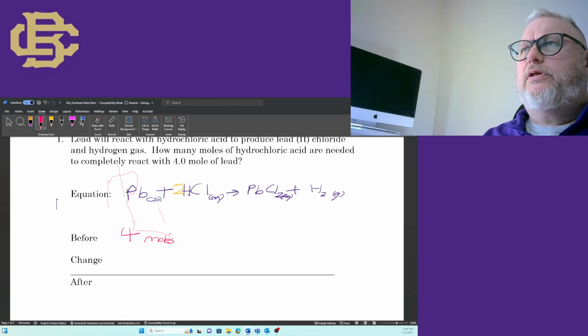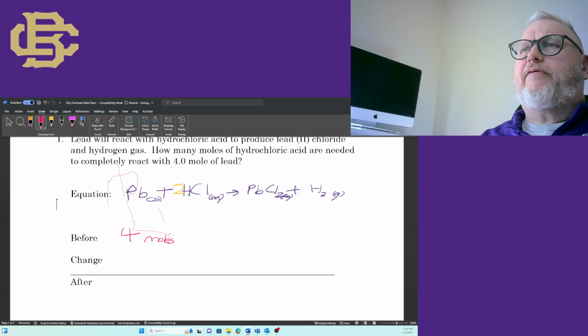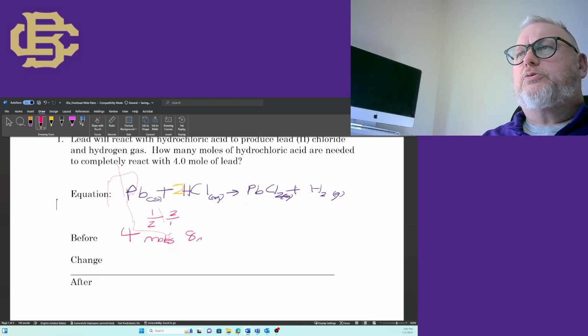4 moles. All right. So for every 1 mole of lead, I'm going to consume 2 moles of hydrochloric acid. So if I've got 4 moles of lead, is the moles of hydrochloric acid going to be greater or less? Well, they're going to be greater. So my ratio is going to be 1/2 or 2/1. Which of those ratios is going to make more than 4 moles? Well, of course, it's 2/1. So I'm going to multiply by that ratio. 4 times 2 is 8 moles. So this is before the reaction. I'm going to have 8 moles of hydrochloric acid.